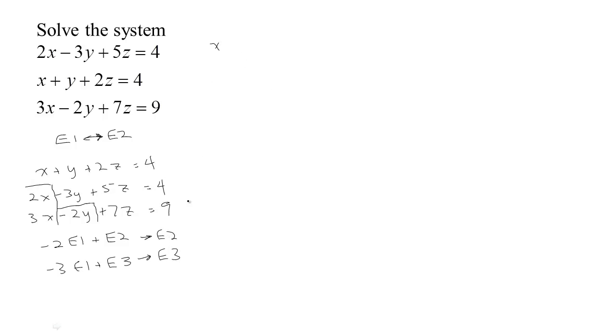Notice I'm only changing equation 2 and equation 3, so I'm hanging on to equation 1, which is x plus y plus 2z equals 4. If I take negative 2 times equation 1 and add it to equation 2, of course the x's disappear. Negative 2 times y is negative 2y, plus negative 3y is negative 5y. Negative 2 times z is negative 4z, plus 5z makes positive z. And negative 2 times 4 is negative 8, plus 4 makes negative 4.